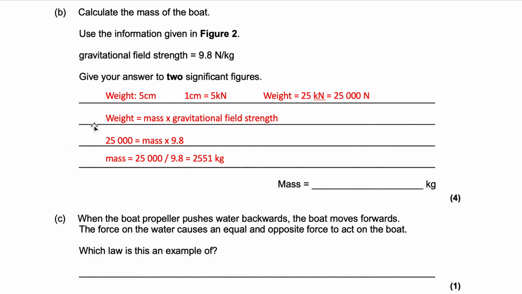And then the final thing that we have to not forget is it says give your answer to 2 significant figures. So to get the 4th mark, that's got 1, 2, 3, 4 significant figures. So we need to round it to 2. So 51 is bigger than 50, so we're rounding up and we get 2,600 kilograms is our final answer.